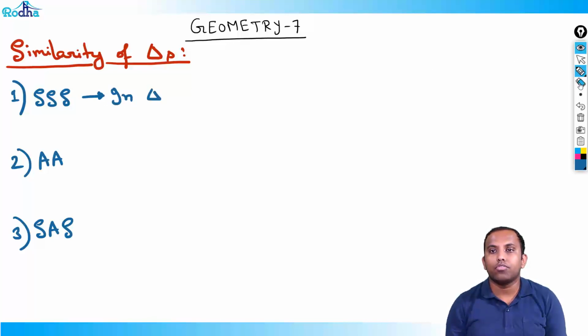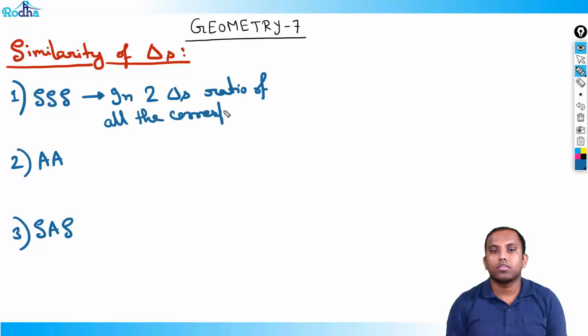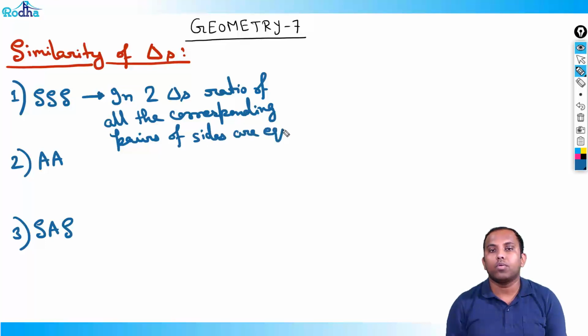In two triangles, the ratio of all the corresponding pairs of sides are same, or equal.